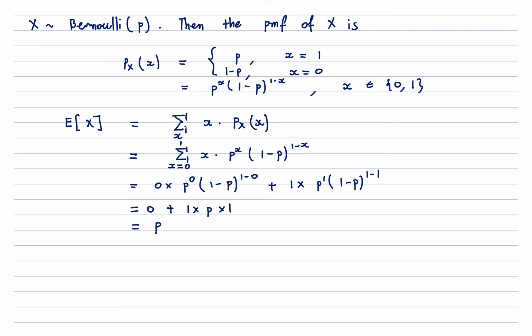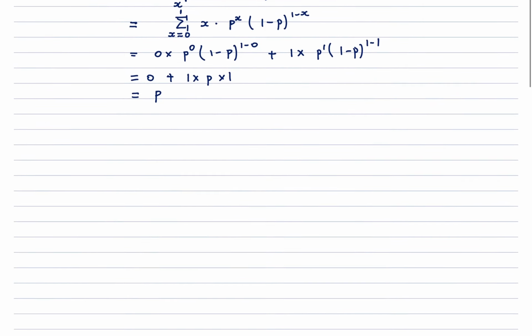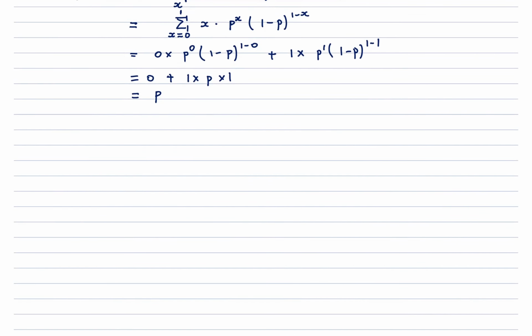To derive the variance of x, we first need to establish the expected value of the second moment of x, or the expected value of x squared. So let's do that now. The expected value of x squared, by definition for a discrete random variable, is the sum across all x of x squared multiplied by the probability mass function.